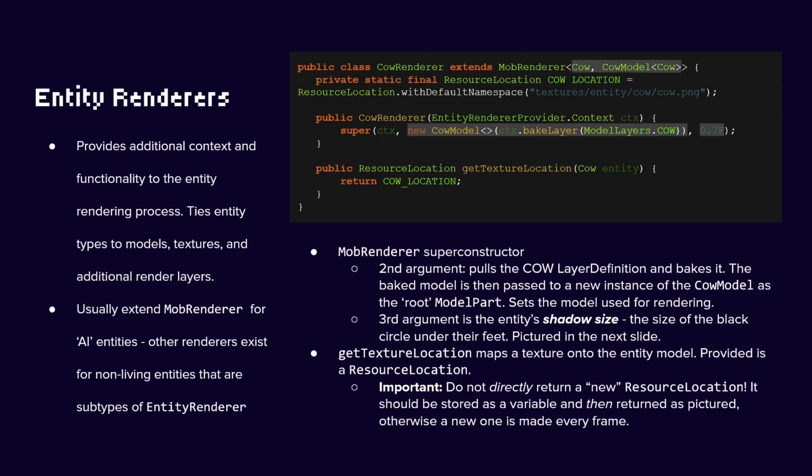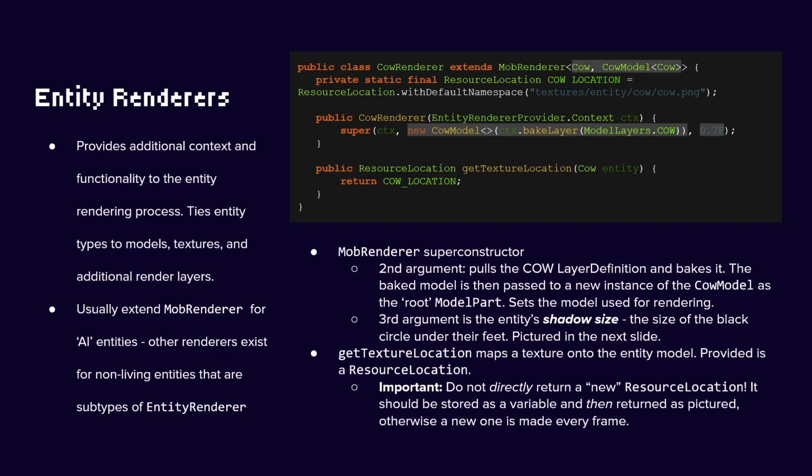Now you have the concept of an entity renderer. These entity renderers are what actually tie models, textures, and the entity type together. It puts them all together into one thing. So they provide additional context and functionality. They usually extend mob renderer for anything with AI. Other things will be using entity renderer, but mob renderer is what we're going to use.